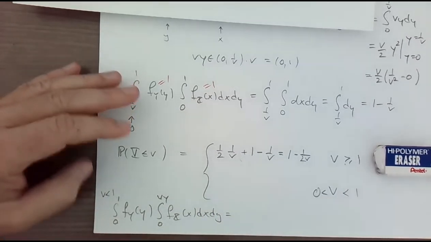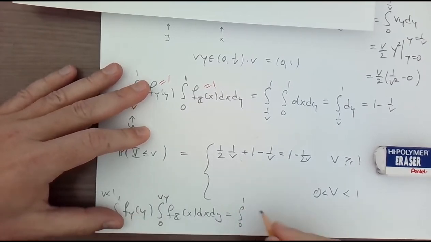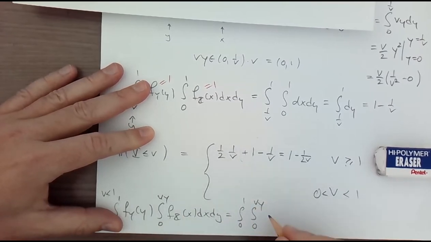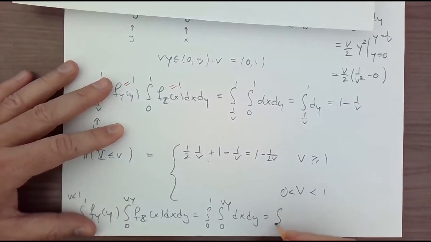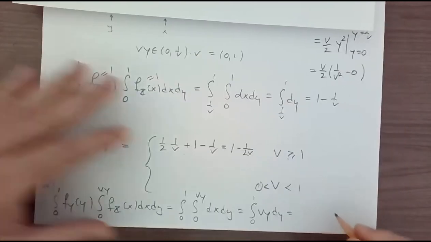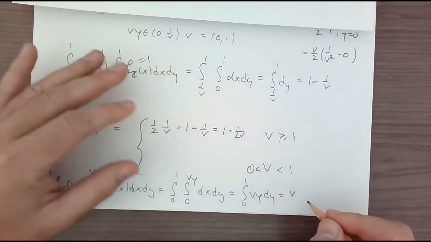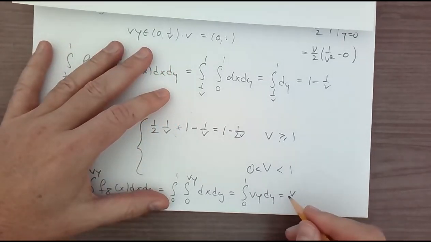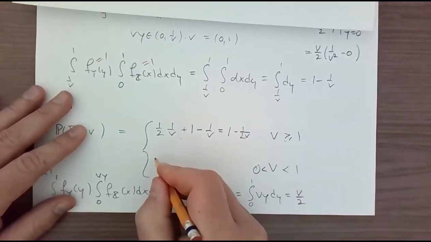And what does it become? It'll be 0 to 1, then a density of 1, and then it's from 0 to vy. Density is 1, dx dy. Right, so that's the integral we had up, not quite, close. 0 to 1, vy, dy. This is v times 1/2. So that's the value that goes here.